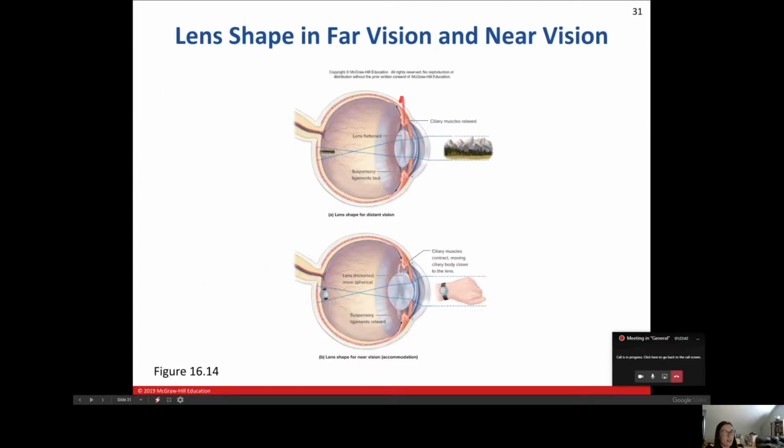But we can see here that the ciliary muscles are relaxed. It's going to pull the lens taut and flatten it, and then we can see things that are far away. If we're looking at things close up, we're going to contract these ciliary muscles, sort of constrict them like that. It's going to loosen up these suspensory ligaments, and it's going to round up the lens, and we can see things close.